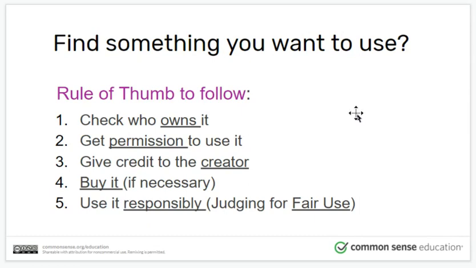All right, so if you find something that you want to use, there are 5 rules of thumb that you can use to evaluate it based on fair use. The first one is check to see who owns it. If you can find the owner, move on to step 2 and actually get their permission to use it. If you can't find the owner, I would definitely say step number 3, make sure that you give credit to that creator. Or don't try to pass it off as though it's your own. Just say the creator is unknown or anonymous. This is not my original creative work.